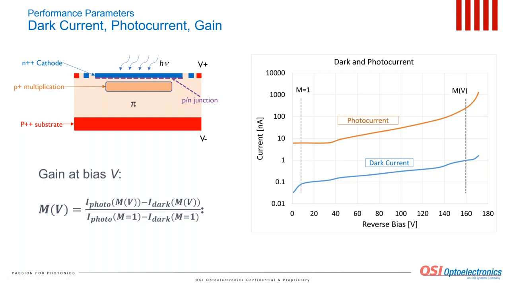Gain at bias V is defined from the equation below as the difference between the photocurrent and dark current at the operating bias V, at this point, divided by the difference between the photocurrent and dark current at unity gain.